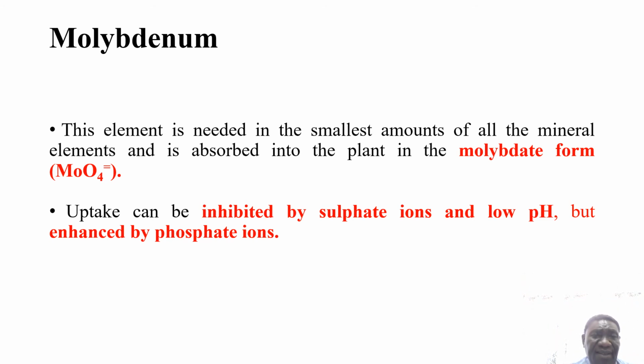Molybdenum. This element is needed in the smallest amounts of all the mineral elements and is absorbed into the plant in the molybdate form, MoO4 2-. Uptake can be inhibited by sulfate ions and low pH, but enhanced by phosphate ions.